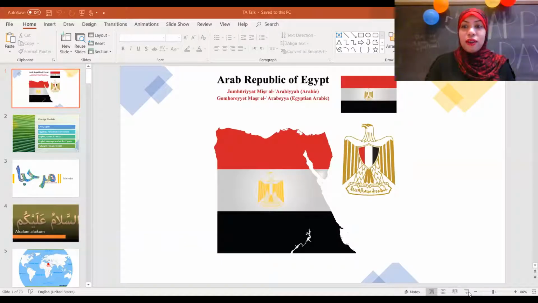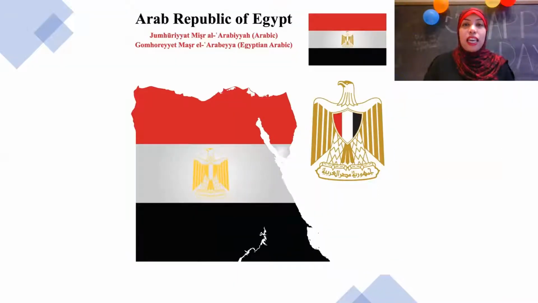Okay, so Egypt in Arabic means Misr. And actually the full name of the country is the Arab Republic of Egypt, as you can see. That's the full name, but the common name is just Egypt, exactly like the United States of America, where you just say USA.